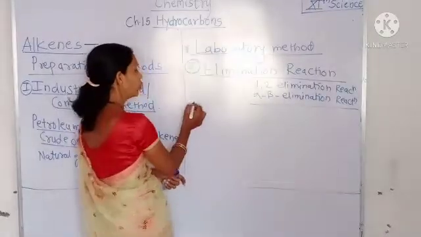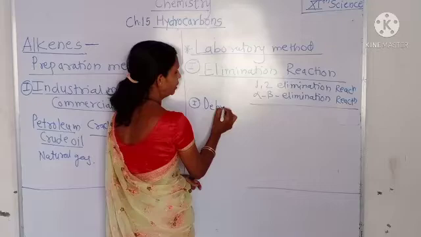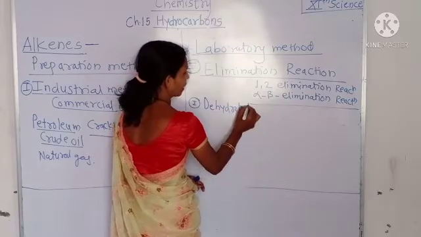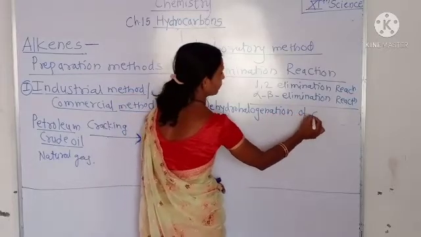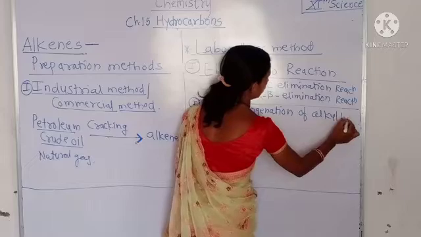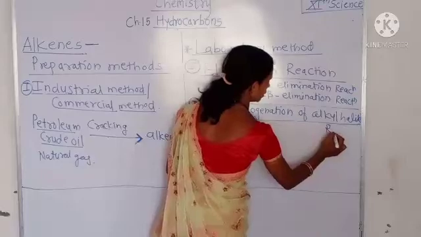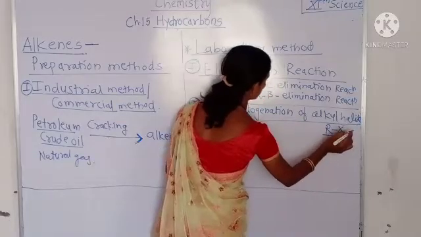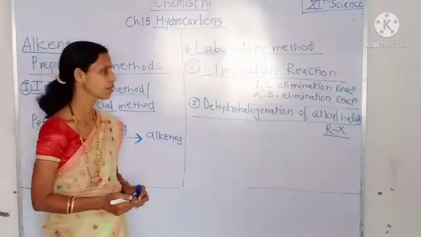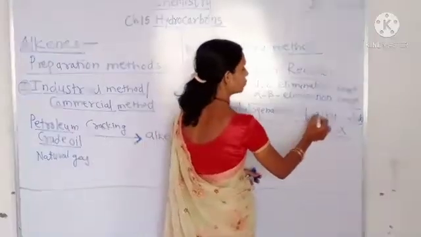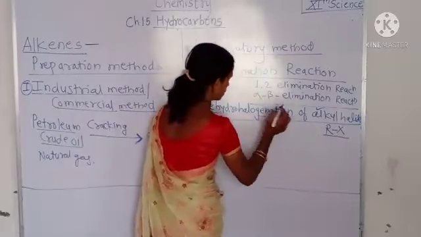One type of elimination reaction is dehydrohalogenation of alkyl halide. Alkyl halides, having the general formula RX, that is alkyl chloride, alkyl bromide and alkyl iodide, are the different types of alkyl halides which undergo dehydrohalogenation.